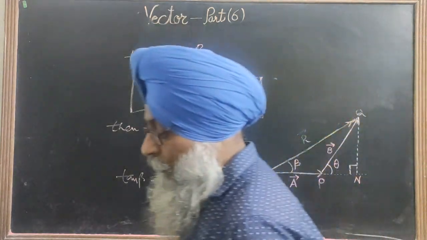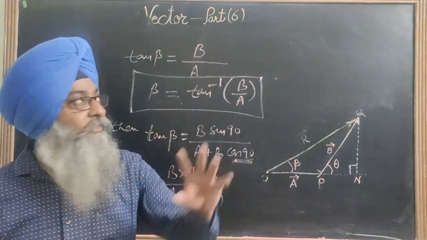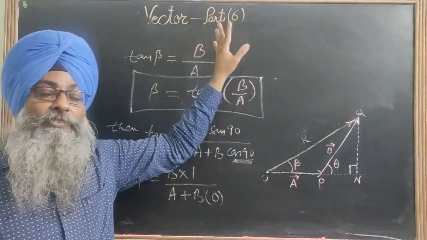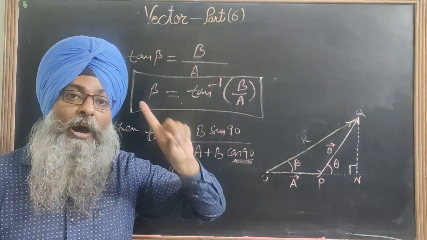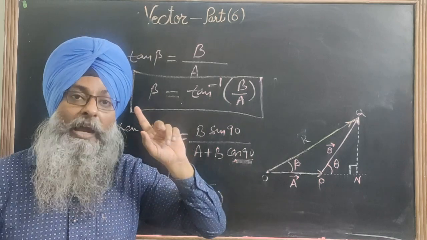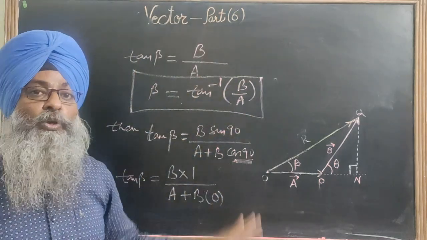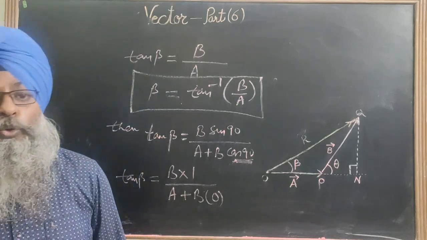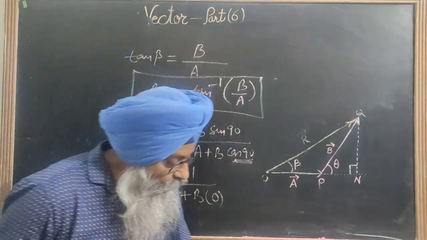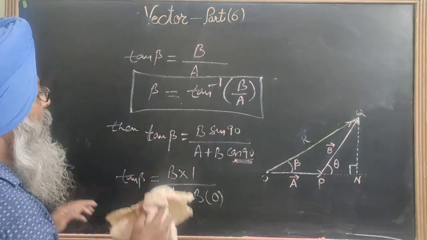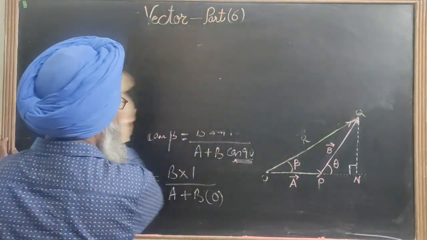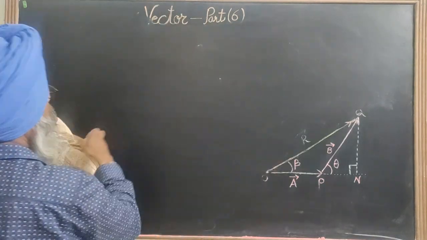I think in both lectures, part 5 and part 6, in part 5 we have calculated the magnitude of the resultant, and in today's lecture I have calculated the formula to find out the direction of the resultant vector.